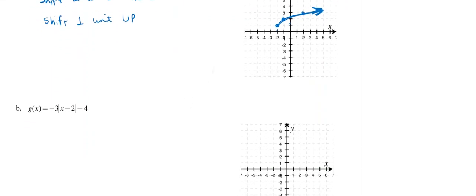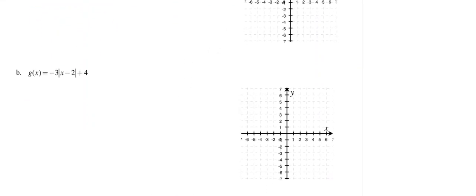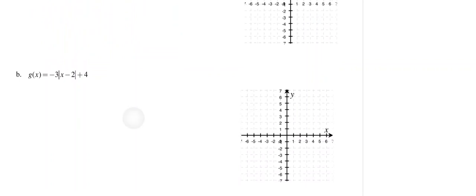Let's do one more. You have to describe your steps just like I'm doing here. We start with, what basic function do you think we should start with? We'll start with y equals absolute value of x, which just looks like this. And then order of operations says take care of that x minus 2 inside of absolute value first. So we will shift to the right 2 units, 2 units to the right.